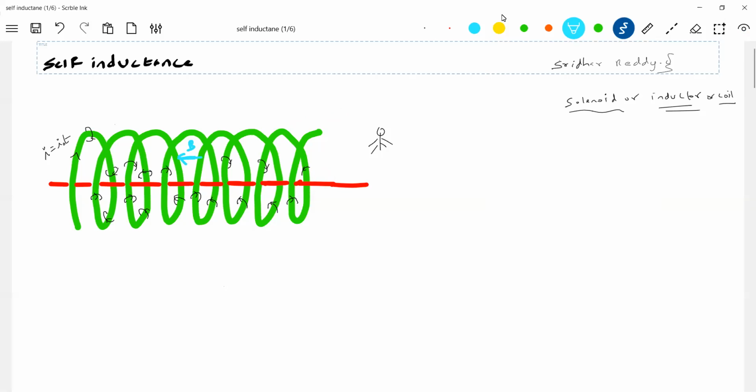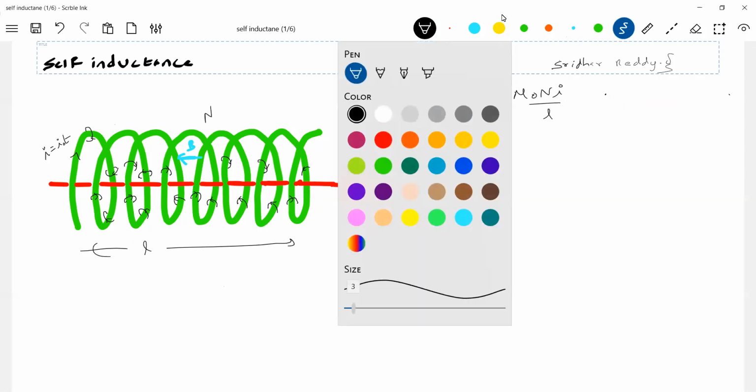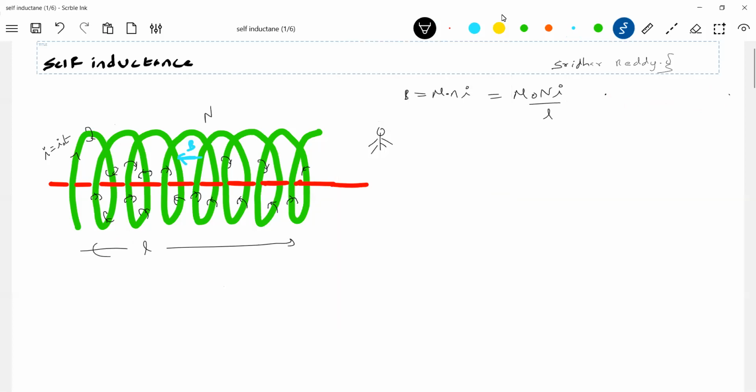Let's come to the expression for the magnetic field inside the solenoid. B is equal to mu naught Ni. And what is small l? N is the number of turns. So this will become mu naught Ni by L. This is the magnetic field inside the solenoid.